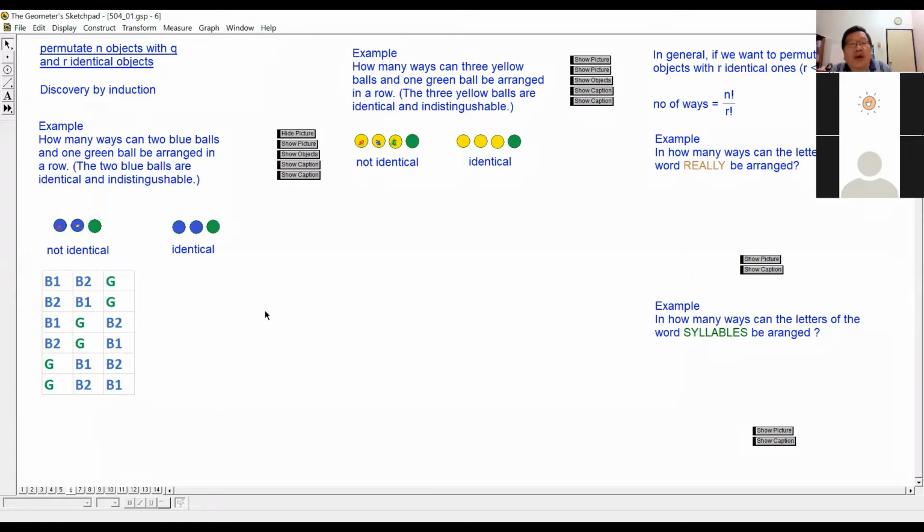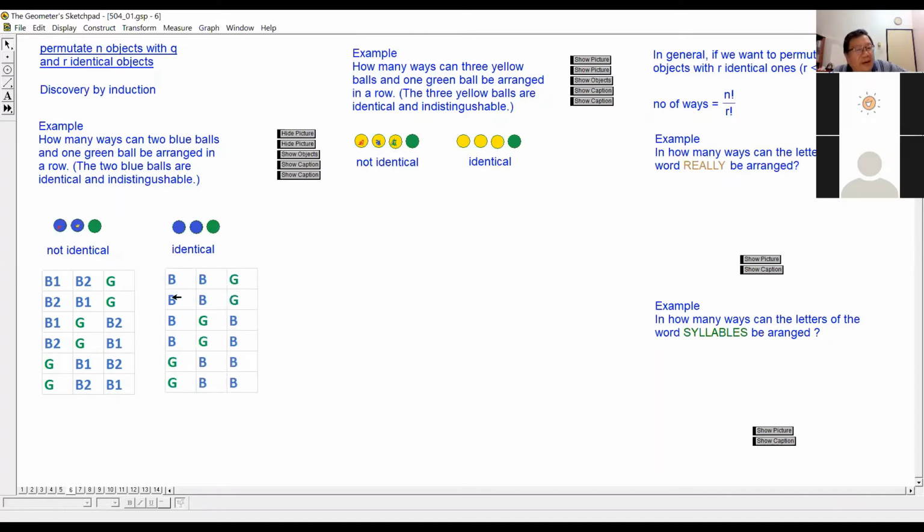If I can see the difference between the two blue balls, this is blue ball number one, this is blue ball number two, so it is the same as arranging three different objects. So the answer is 3 factorial. 3 factorial is how many ways? 6 ways. 1, 2, 3, 4, 5, 6. Together there are 6 ways, right?